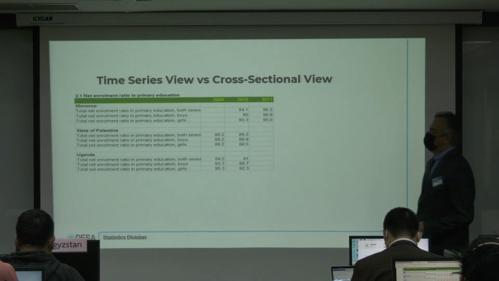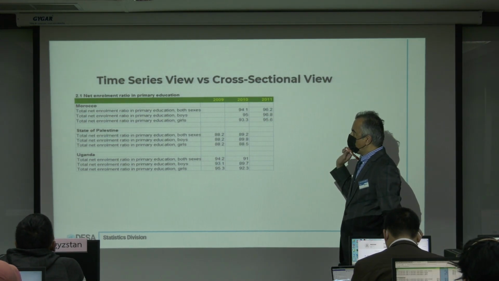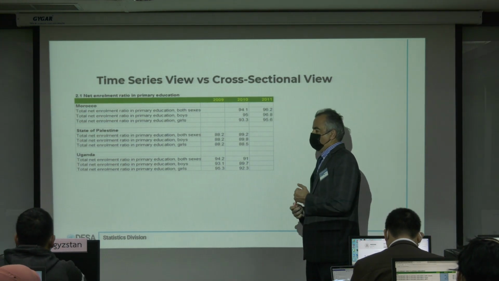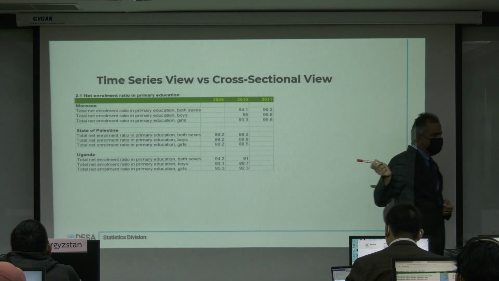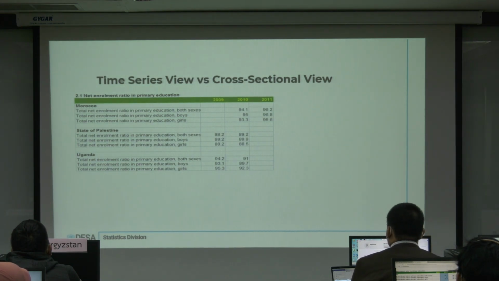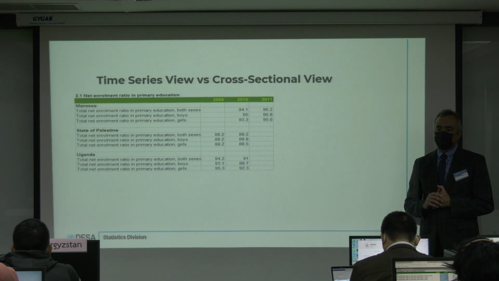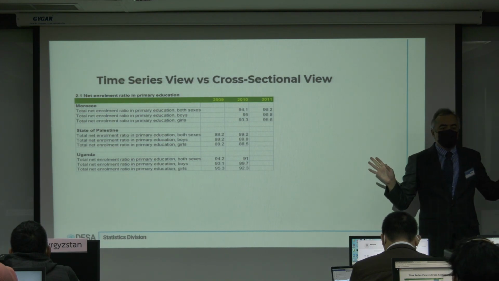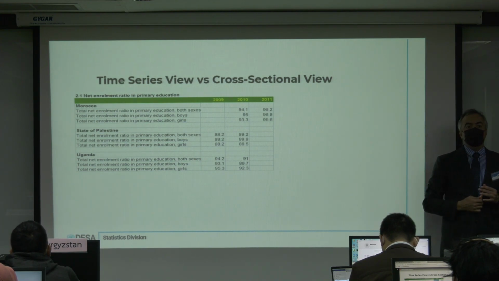So let's have a look at this table. Net enrollment ratio in primary education. For 3 countries, Morocco, State of Palestine, and how many time series do we have here? How many time series do we have in this table? Not a trick question, pretty straightforward. 9, that's right. We have 9 time series here.